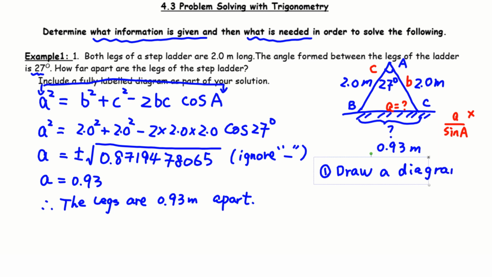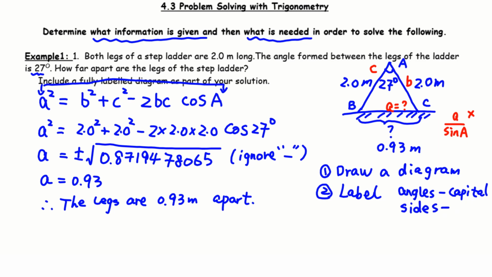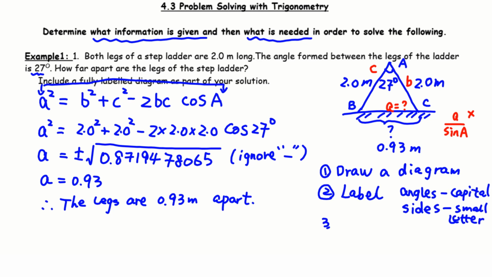Draw a diagram, and the second thing, label the diagram. When you label the diagram, make sure angles are in capital letters, and the sides opposite use a small letter. Then after that, you need to determine whether it is sine law or cosine law.